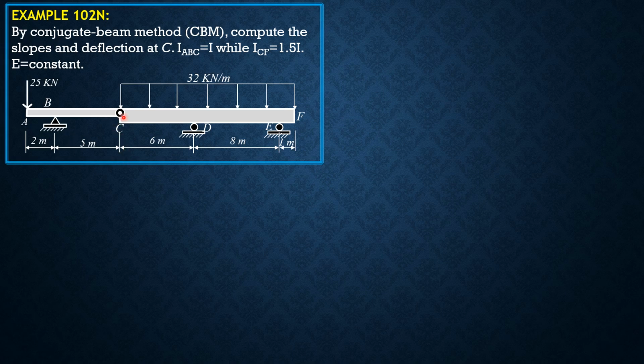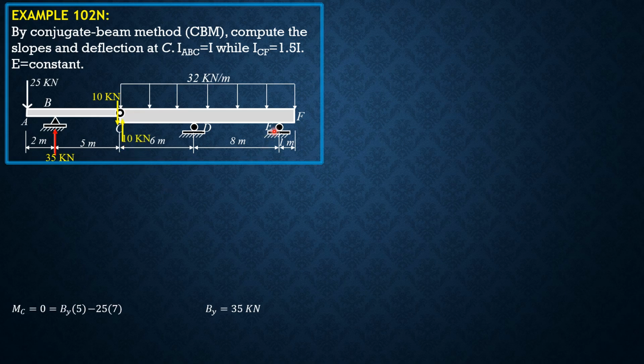Summation of moment about C equals 0. Then we have By times 5 minus 25 times 7 equals 0. So By is equal to 35 kilonewtons. If By is 35 kilonewtons, then the shear just to the left of C should be 10 kilonewtons downward: 35 minus 25 minus 10. So this should be 10. And by action-reaction, we have C just to the right, 10 also upward.